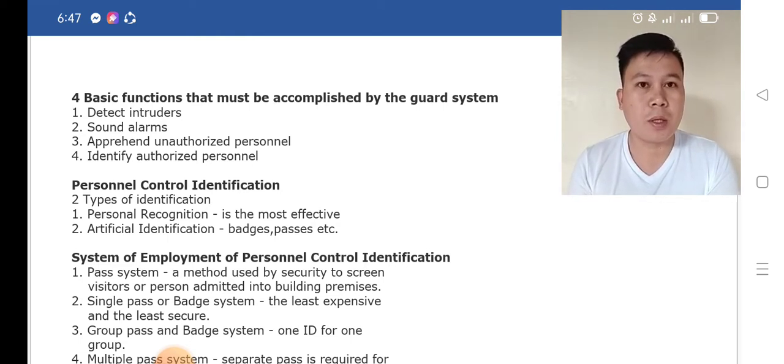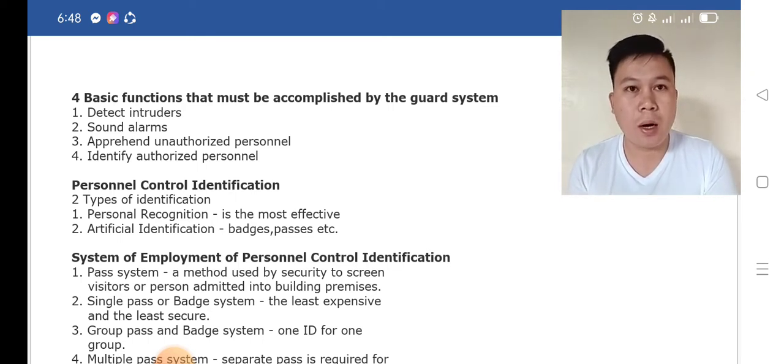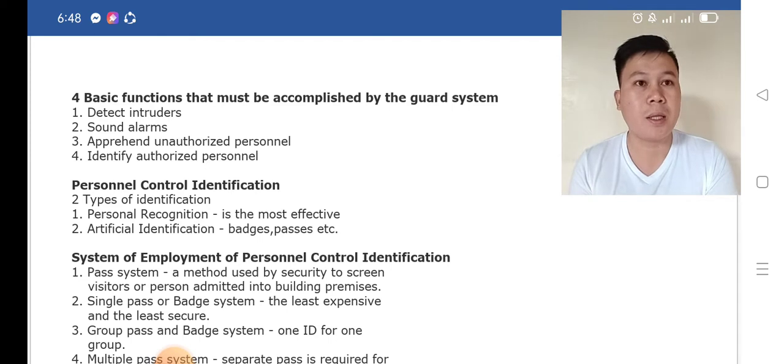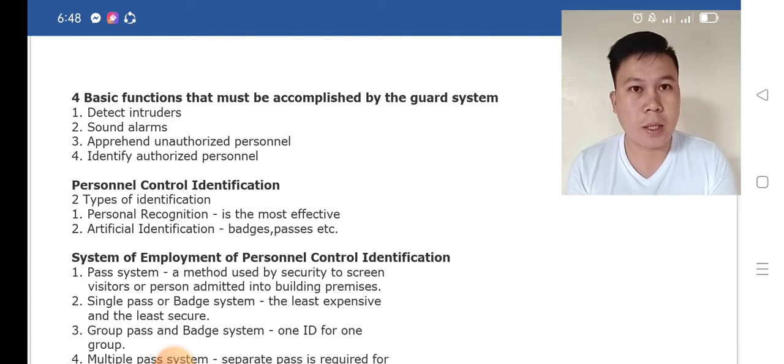So number one, you must identify, kailangan malaman natin. Number one is the guard system must detect intruders, of course. So, by any possible means, dapat alam nila at malalaman nila kung mayroon bang possible na intrusion na mangyayari. Number two, if ever they detect any intruders, they must sound the alarms. So, para malaman ng lahat ng guards or ng any security personnel na sa loob na mayroong nangyayaring intrusion.